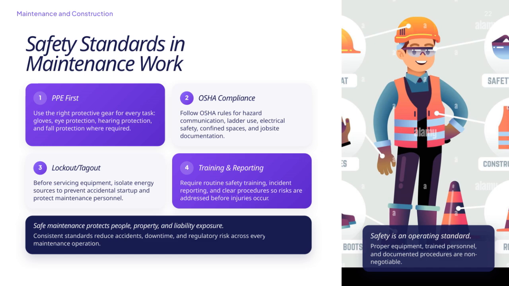Maintaining consistent safety standards helps reduce accidents, minimize downtime, and lowers the risk of regulatory penalties. Ultimately, safe maintenance protects our people, our property, and limits liability exposure. Safety isn't just something we hope for. It's an operating standard built on proper equipment, trained personnel, and strict adherence to documented procedures. These elements are non-negotiable for every maintenance and construction activity we undertake.